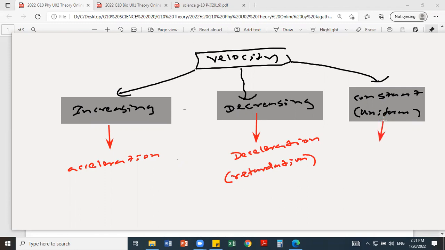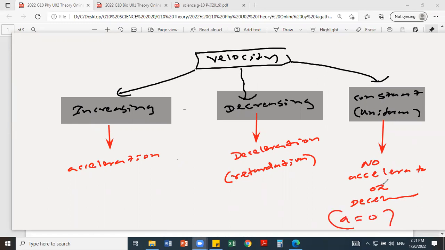Zero acceleration, no acceleration. No acceleration means zero acceleration. No acceleration or deceleration. That means it's going at the same speed. That means what? We call it acceleration equals zero.